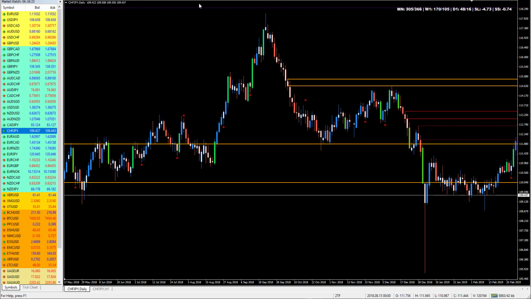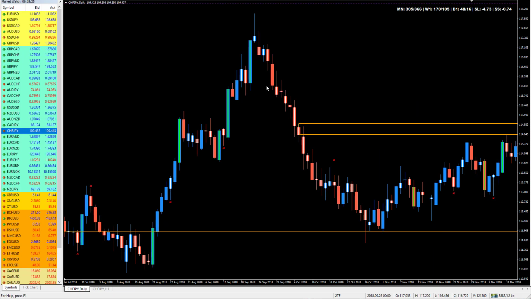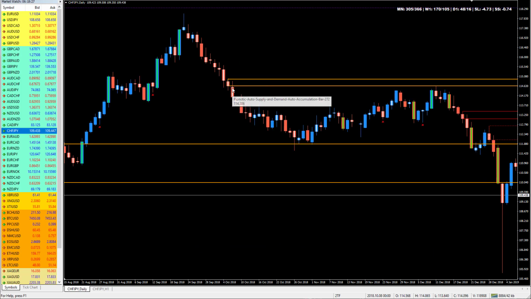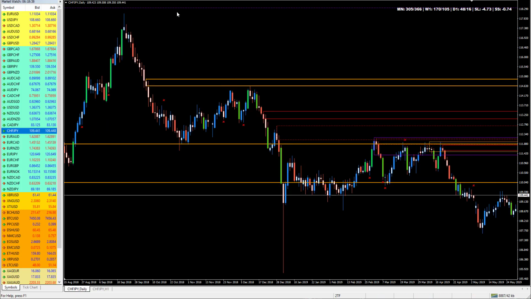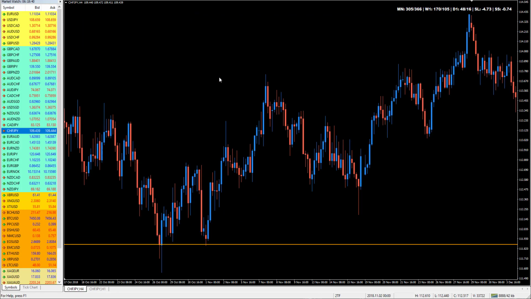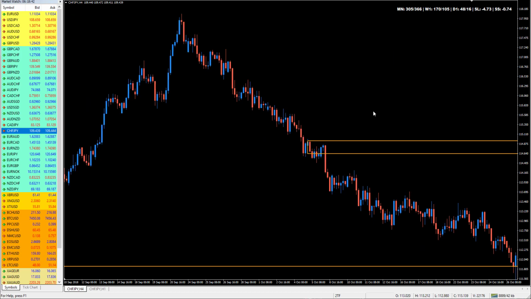So that tells us that this is a continuation pattern. We can't see it on this time frame, but on a smaller time frame we can get clarity and find out exactly where we can expect price to react. So it requires that we go down to a smaller time frame in order to find the clarity. And here we can see it. You can see it right here.